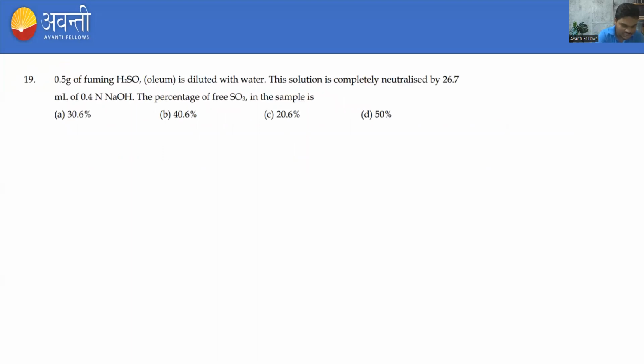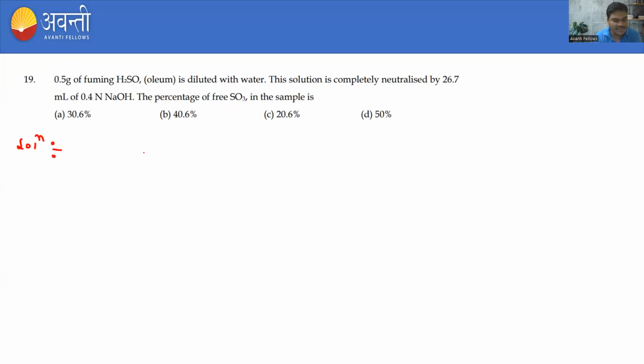Chalo. The next question is: 0.5 gram of fuming H2SO4, oleum, is diluted with water. The solution is completely neutralized by 26.7 ml of 0.4 normality NaOH. What is the percentage of free SO3 in the sample? So you have to calculate the percentage of free SO3, right? So this question is important, right?